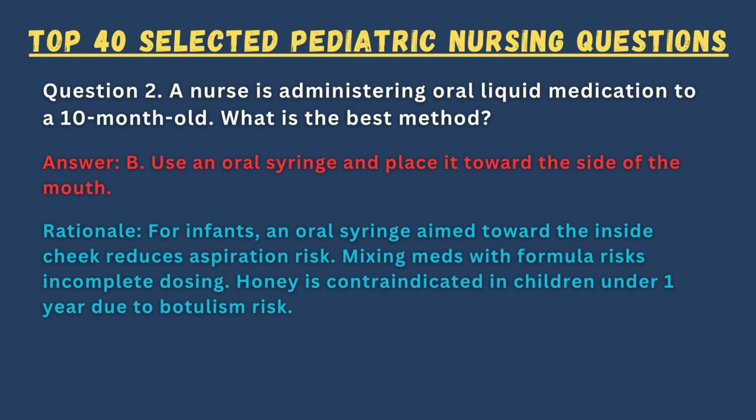Answer: B. Use an oral syringe and place it toward the side of the mouth. Rationale: for infants, an oral syringe aimed toward the inside cheek reduces aspiration risk. Mixing meds with formula risks incomplete dosing. Honey is contraindicated in children under 1 year due to botulism risk.